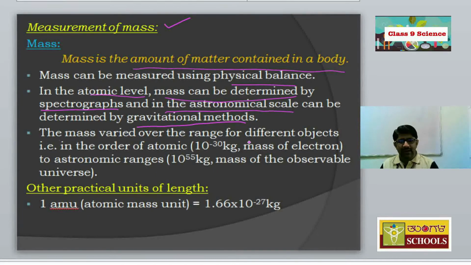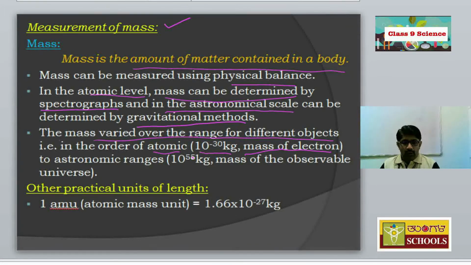Mass varies over a range for different objects, from the atomic scale to the astronomical scale. For the atomic standard, mass is of the order of 10 to the power minus 30 kilogram, which is the mass of an electron, which is very, very small. You cannot measure it directly; it is an indirect method. So 10 to the power minus 30 kg is the mass of an electron.